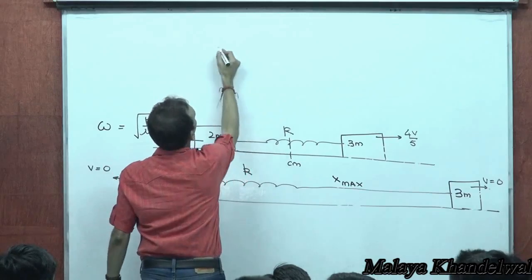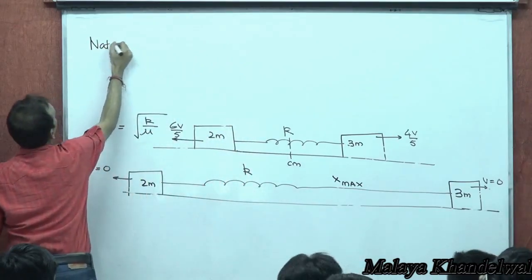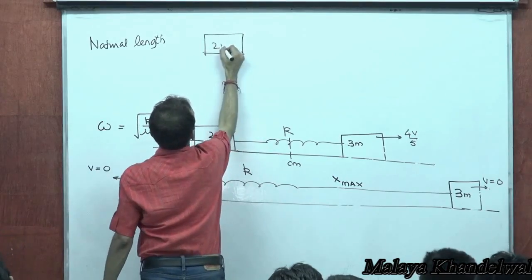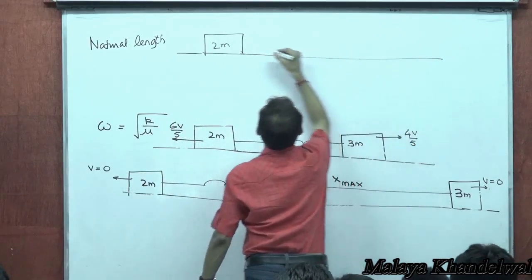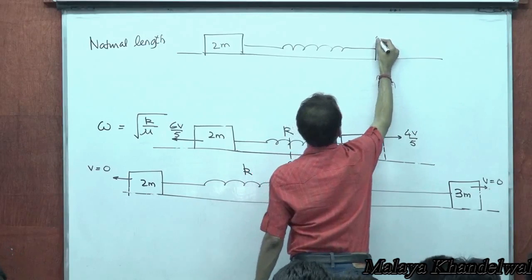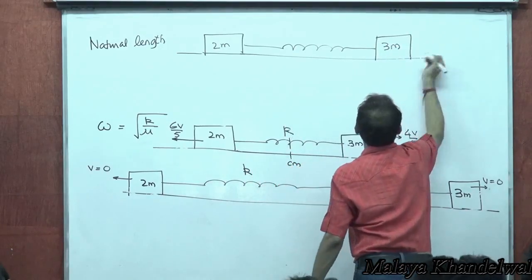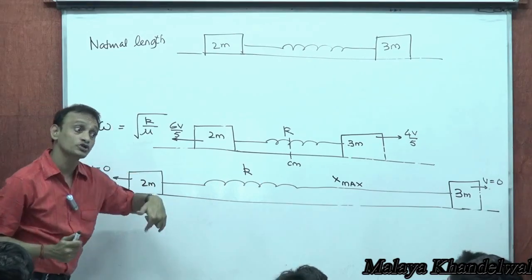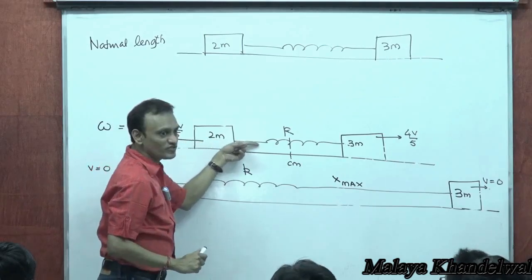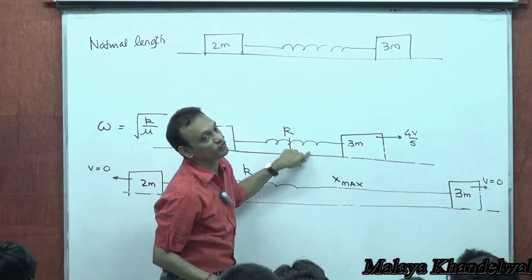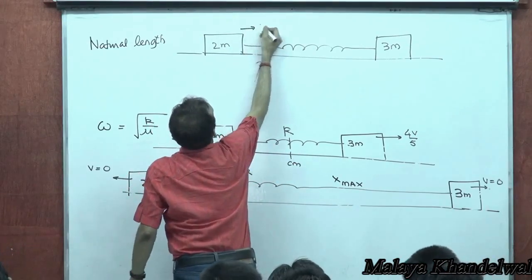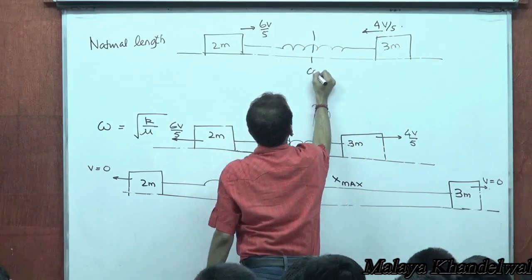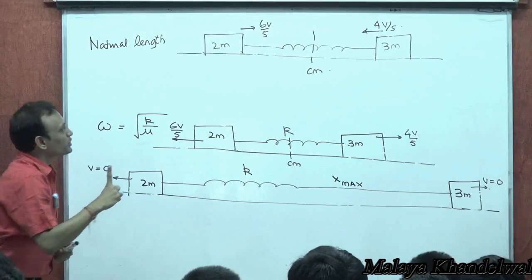So, when it comes back to its natural length, the spring comes back to its natural length. Now, when the spring comes back to its natural length, the velocity of this in the center of mass would be 6V by 5 to the right, and the velocity of this in the center of mass frame would be 4V by 5 to the left, as seen by the center of mass. Yes or no? But as seen by a ground observer.